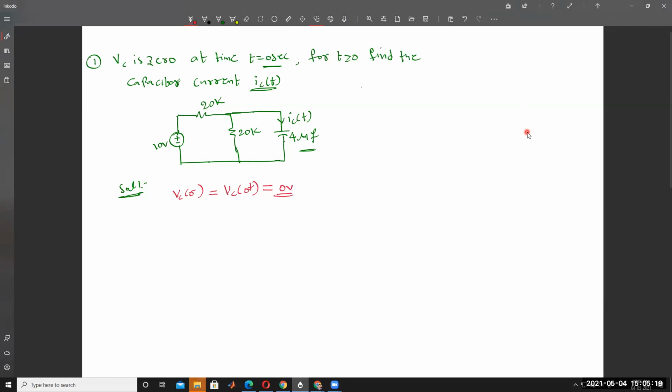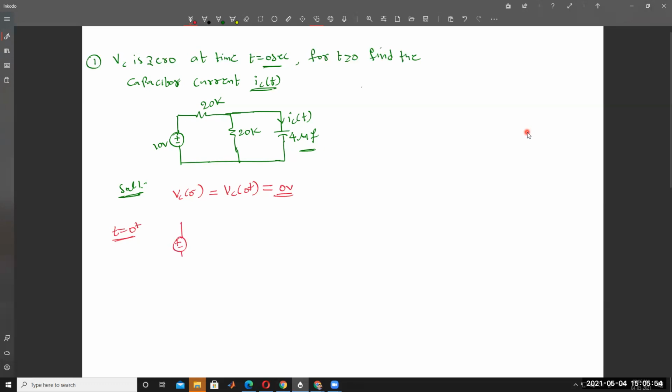And then IC of 0 plus, just after the switching action. So what happened? At the instant of switching action, at t equal to 0 plus, the capacitor does not allow sudden changes in voltage. That's why it's acting as a short circuit. On a short circuit condition, what is the current? So what is the circuit? Capacitor does not allow sudden changes in voltage.